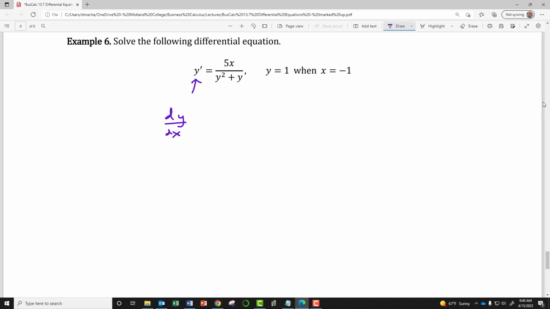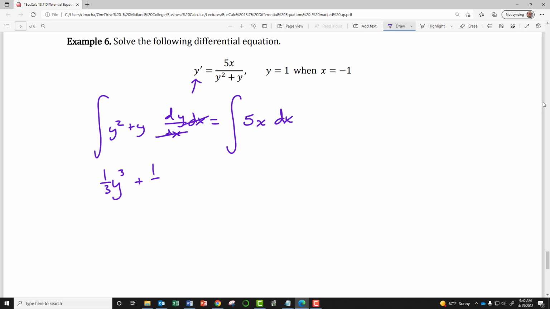And so this is going to be a situation where I want to multiply both the left and the right side by y squared plus y. So this is going to give me something like that. And then I'll take the antiderivative with respect to x, so I can cancel out that derivative and do the same thing to both sides here. So this is going to give me 1/3 y cubed plus 1/2 y squared is equal to 5/2 x squared plus c.